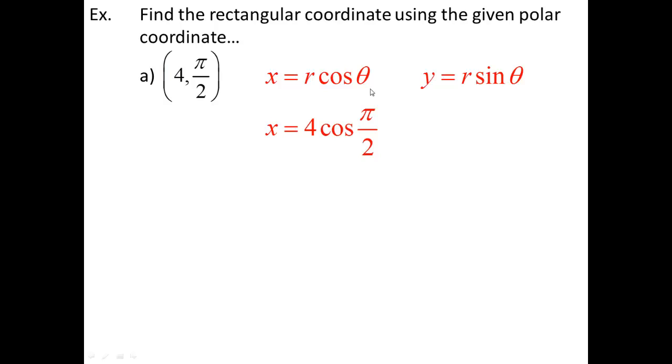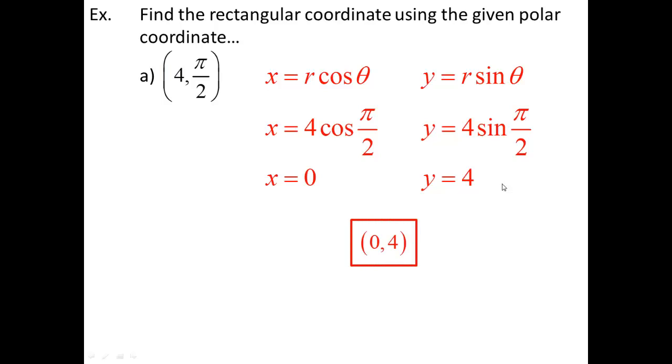Cosine of pi over 2, well, pi over 2 is 90 degrees, straight up. Cosine is going to be 0. The sine of pi over 2, straight up, is going to be 1. So 1 times 4 is 4. So there's my rectangular coordinate, (0, 4). Now, just to point out, these formulas were a complete and utter waste of time for this particular angle. Pi over 2 just means we're going straight up.